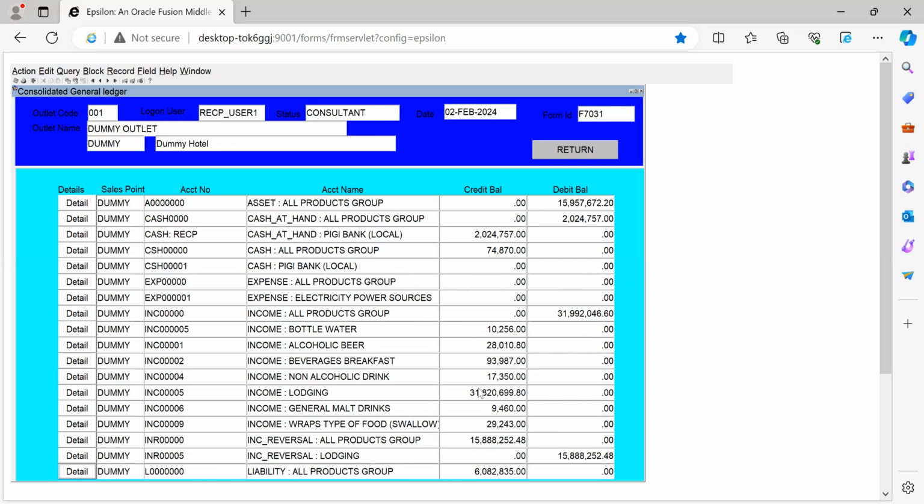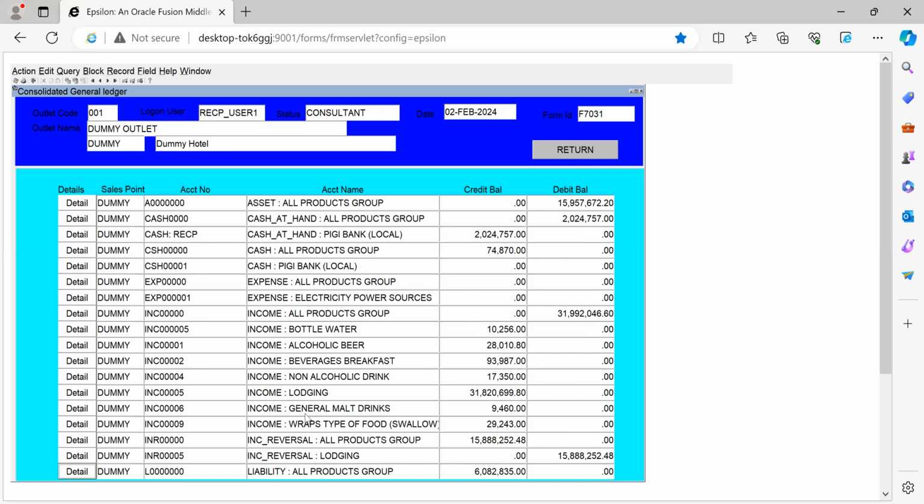Looking at them, lodging has the highest amount, 31.8 million. And we have all these products. Non-alcoholic drinks contribute 7.3 million. Beverage breakfast contributes 93,000. Alcoholic beer constitutes 28,000.